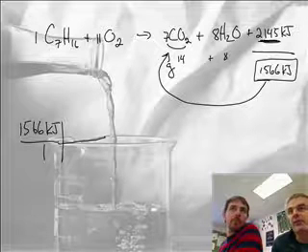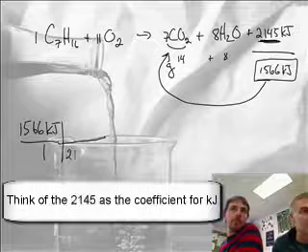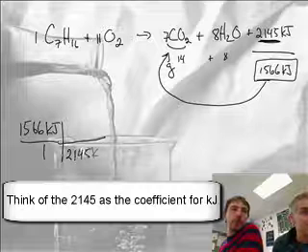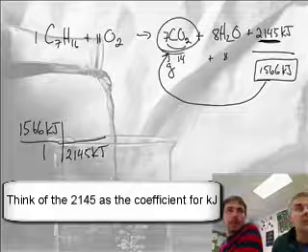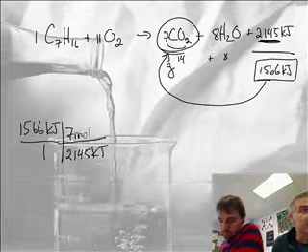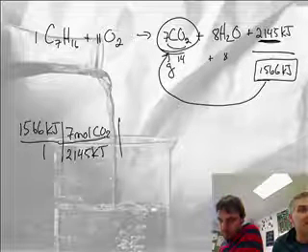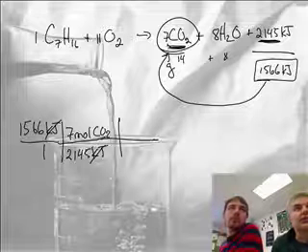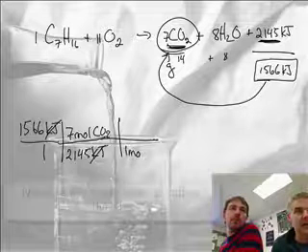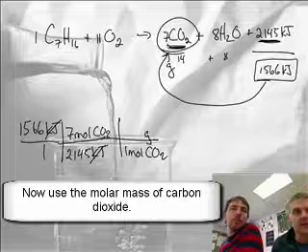Now I'm going to use my coefficient. Now that's a funny coefficient, but that's okay. 2145 kilojoules for every 7 moles of CO2. And then my kilojoules cancel, and now I'm going to just use the molar mass of CO2. So 1 mole of CO2 is equal to so many grams of CO2.